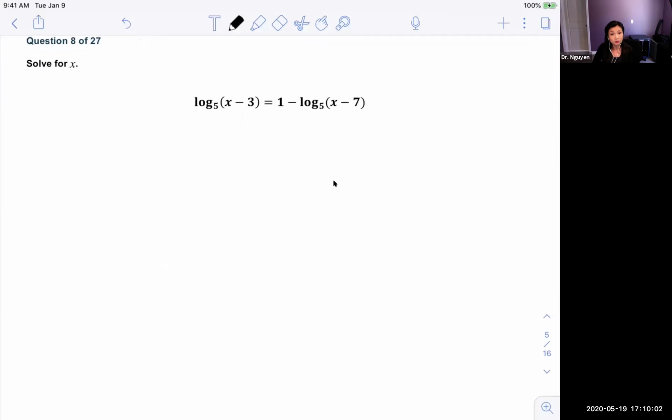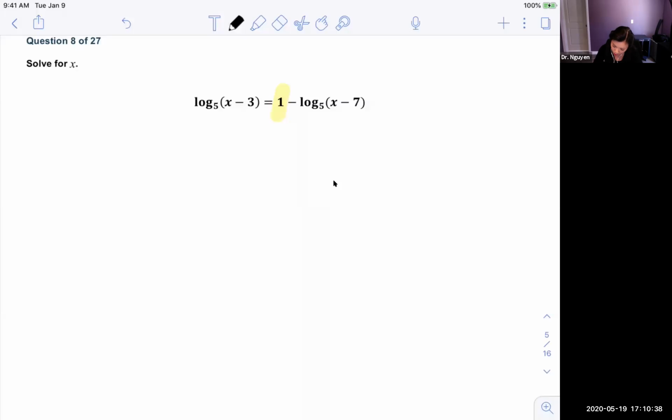For this problem, you see that we have log on both sides, but the important part of this equation is that 1 right there. There are 2 types of log equations. The first type is you see log everywhere, and then somehow you see a constant. The second type, which I'm going to show you after this problem, is you see log everywhere, no constant.